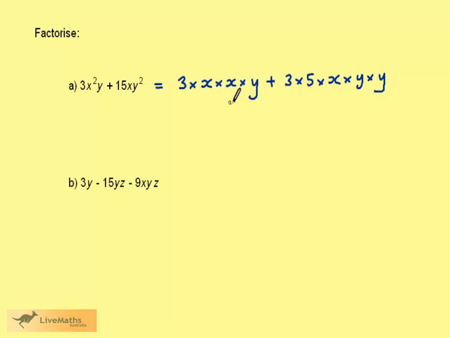We need to look for what's common. We can see a 3, an x, and a y. So we write this down, 3 times x times y, or just 3xy, and open a bracket. What we have left is the x, the plus sign, and 5 times y, which we can write as 5y.